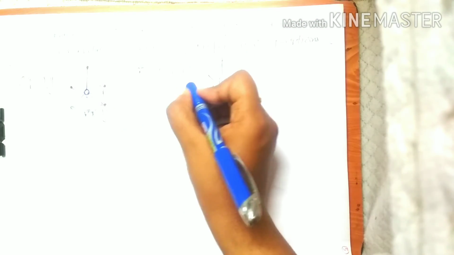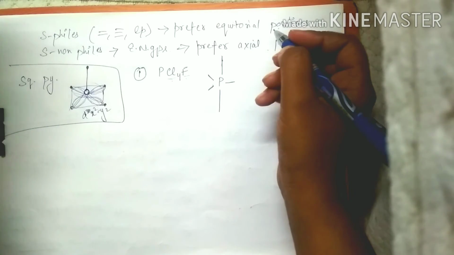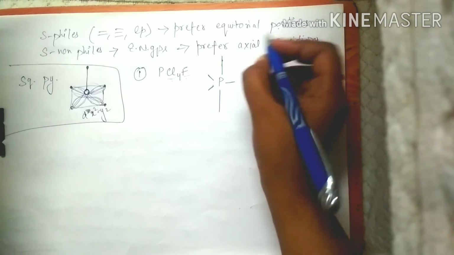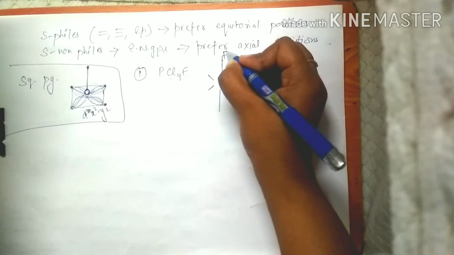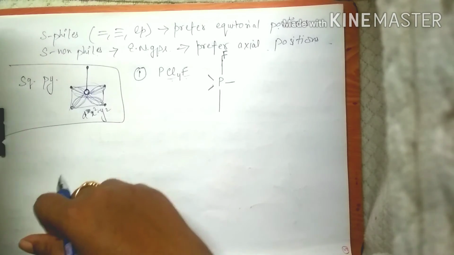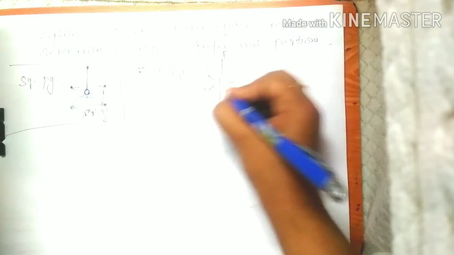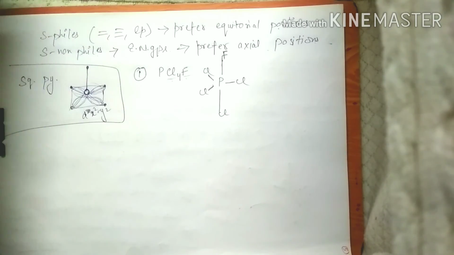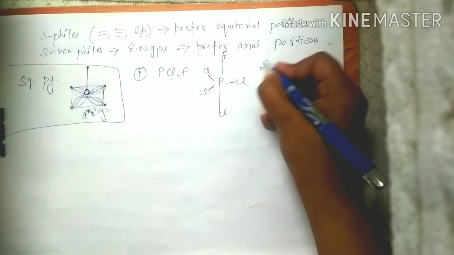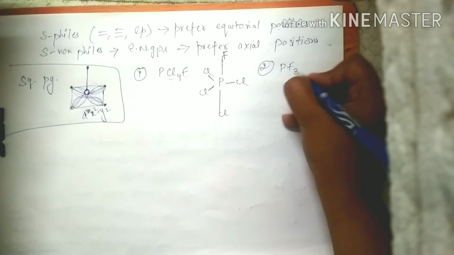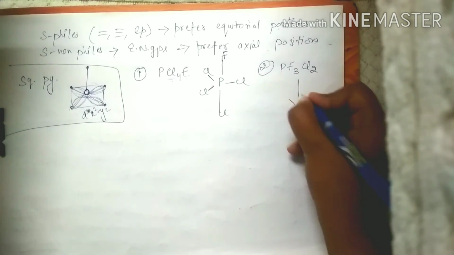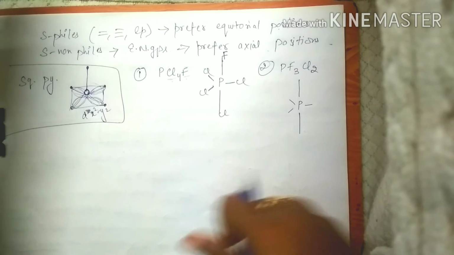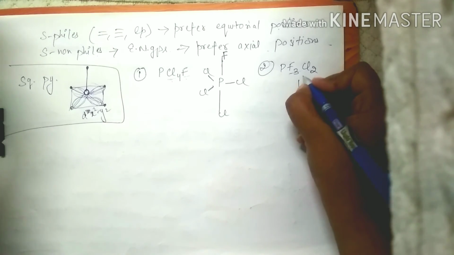So it will first prefer the axial positions. Out of Cl and F, F is more electronegative, so first we'll place F at axial positions. There is one F, so we'll give 1 axial position to this F. So the remaining 4 Cl can attach at all the 4 sides. Okay, if we have a second molecule like PF3Cl2, then again there are 3 and 2 bonds like this. So first we'll place the fluorine at axial positions.